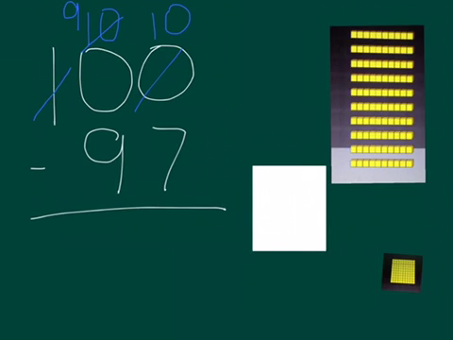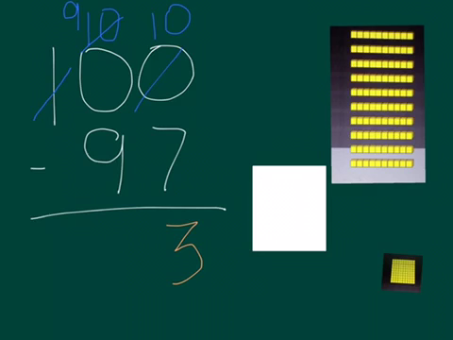10 minus 7 is 3. 9 minus 9 is 0. I don't need to put anything down. And I took away my 100. I regrouped it as 10 tens. So I have no hundreds left. So 100 minus 97 would equal 3.